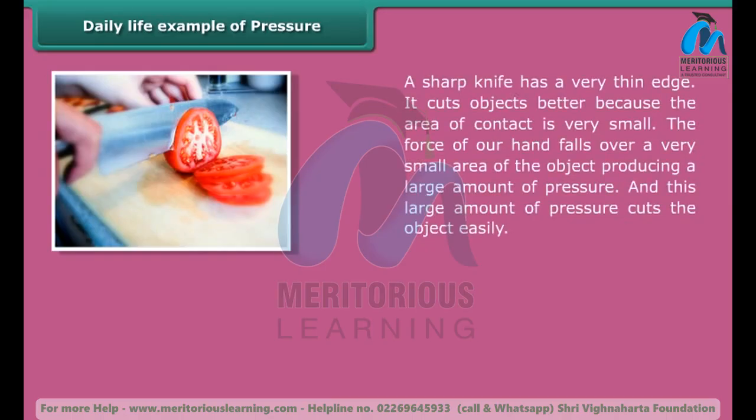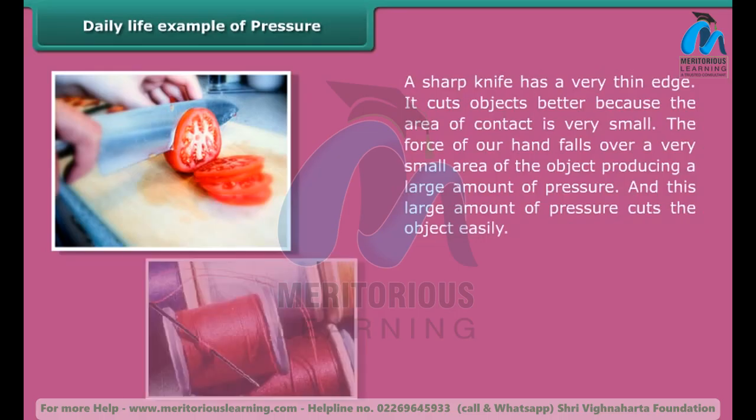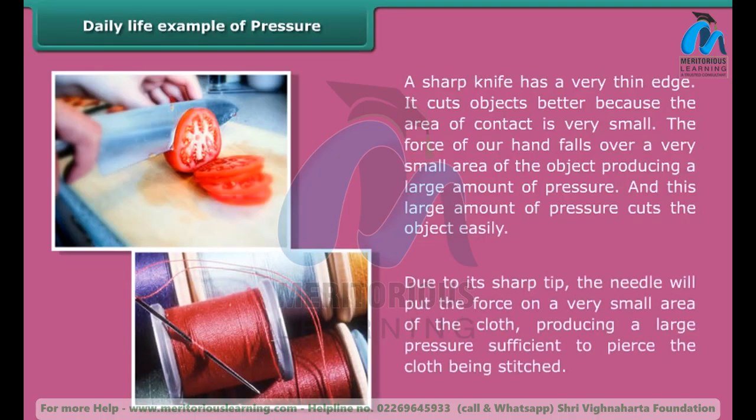A sharp knife has a very thin edge. It cuts objects better because the area of contact is very small. The force of our hand falls over a very small area of the object, producing a large amount of pressure. And this large amount of pressure cuts the object easily. Due to its sharp tip, the needle puts the force on a very small area of the cloth, producing a large pressure sufficient to pierce the cloth being stitched.